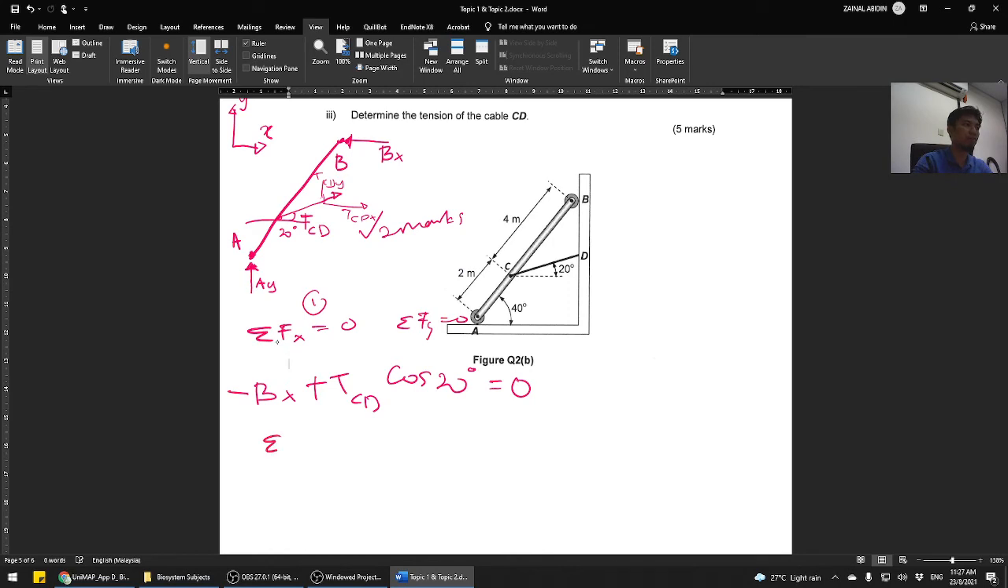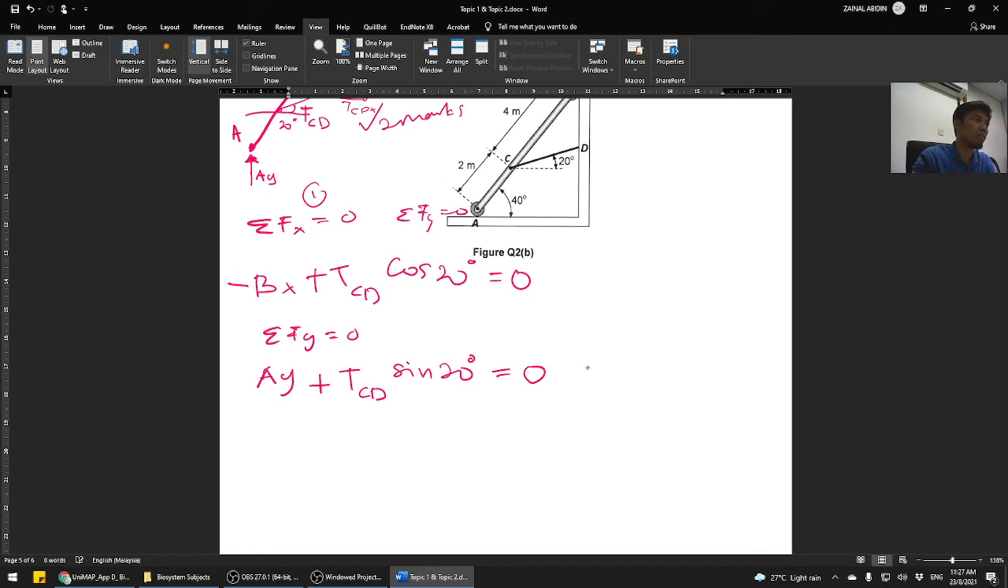And the summation of force for Y direction, same goes there. AY, which is positive to your axis, plus tension CD in Y direction, which is sine 20 degrees. Any other reaction force in Y direction? No. So equate the equation to 0. Okay, so you have 2 equations. You still cannot solve this problem, so we have to use summation of moment.